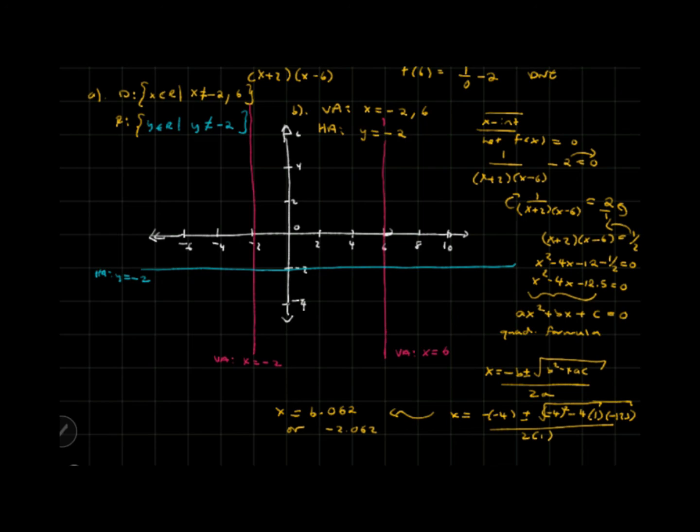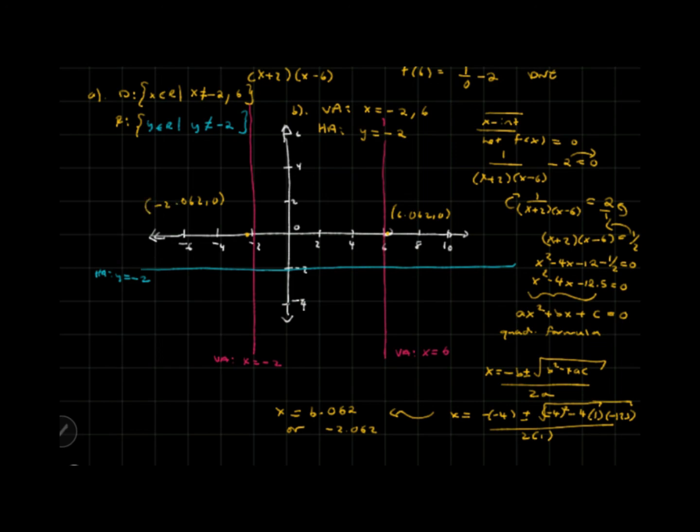Okay, so I'm just going to use these values, and these are just rounded values. So 6.062, let's say it's somewhere here. This is one of our x-intercepts, and the other intercept here is negative 2.062. So it's going to be to the left of the vertical asymptote, right? So we'll call this 6.062 and 0, and negative 2.062 and 0. Okay, so we have those points.